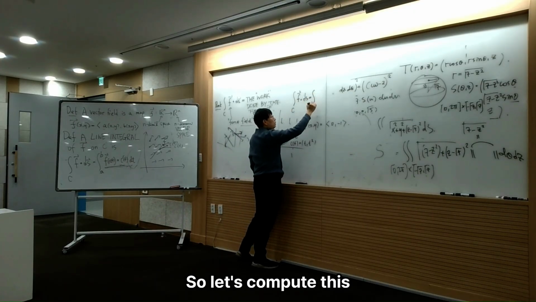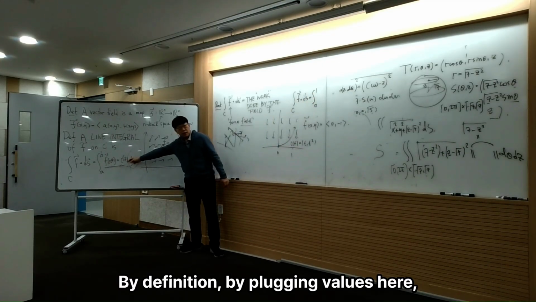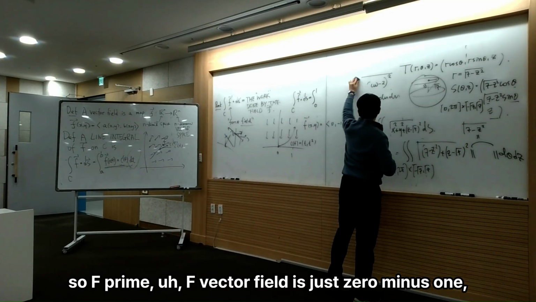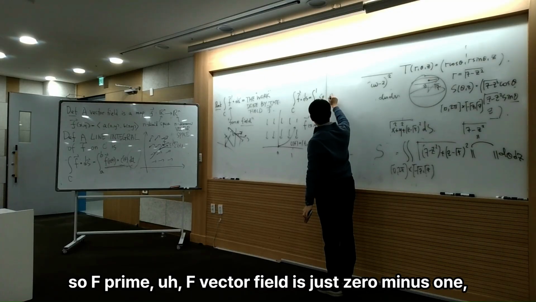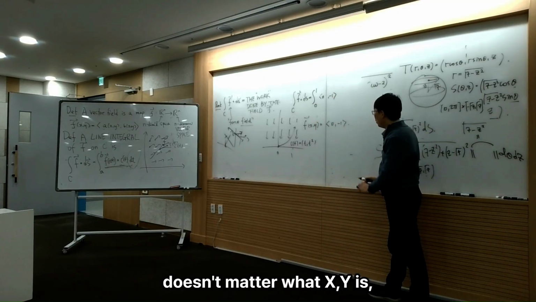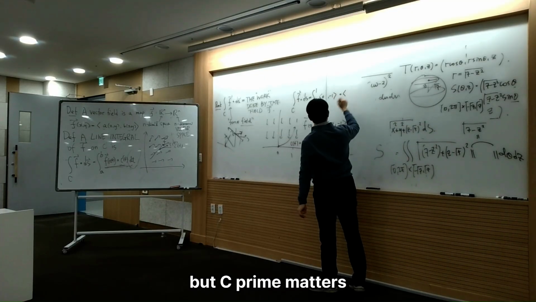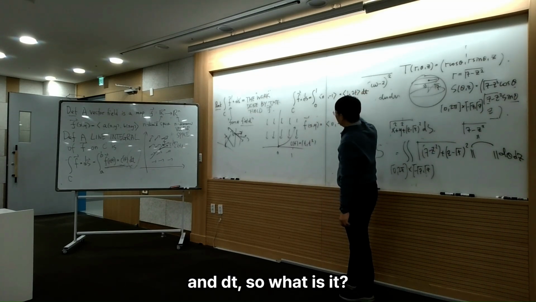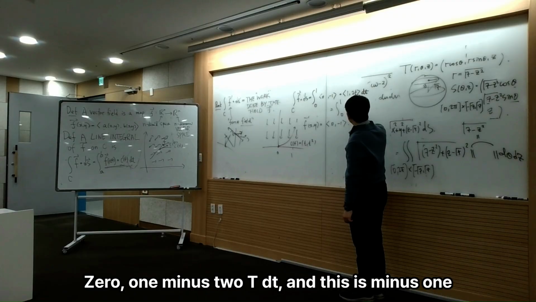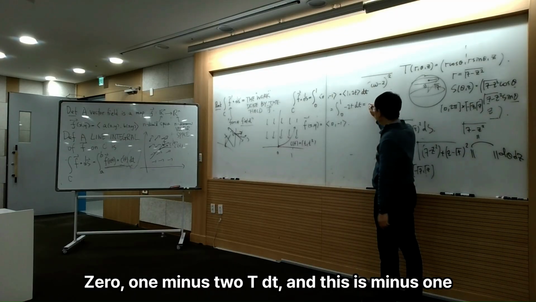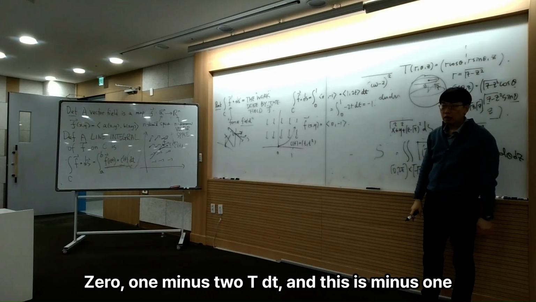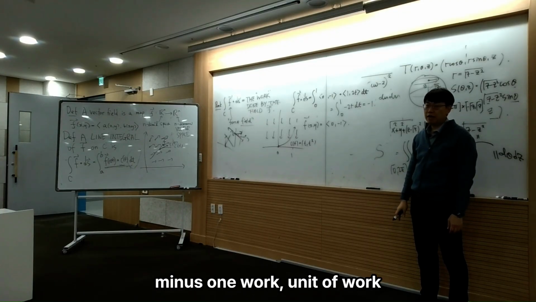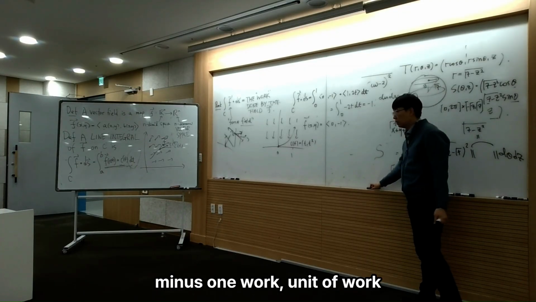Let's compute this. By definition, plugging in values, the vector field f is just (0, -1), it doesn't matter what x, y is, but c prime matters. C prime is (1, 2t) dt. So what is it? The integral of (0, -1) dot (1, 2t) dt, which is the integral of -2t dt, and this is -1. So the vector field has done negative work, -1 unit of work.